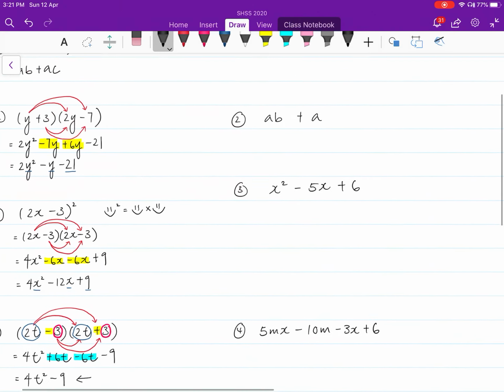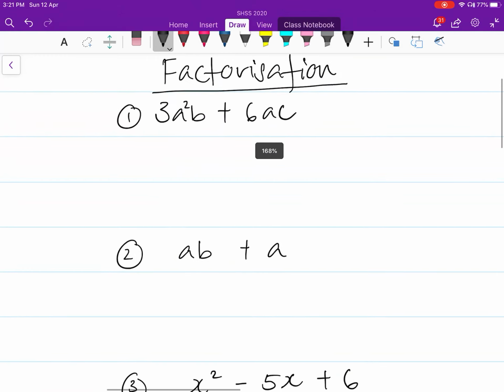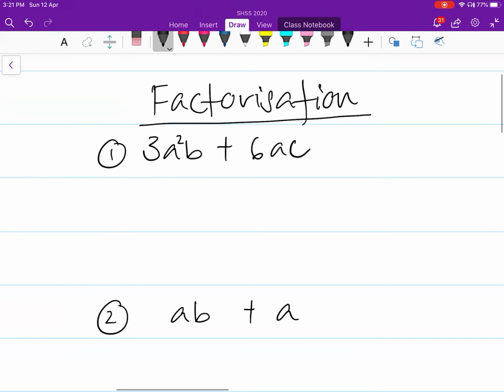Now let's take a look at some of the factorization techniques that we have learned. The first type of factorization that we have learned is to take out common factors. Now 3a squared b plus 6ac. If you see the number 3 and 6, what is the common factor that we can take out? We can take out the common factor of 3.